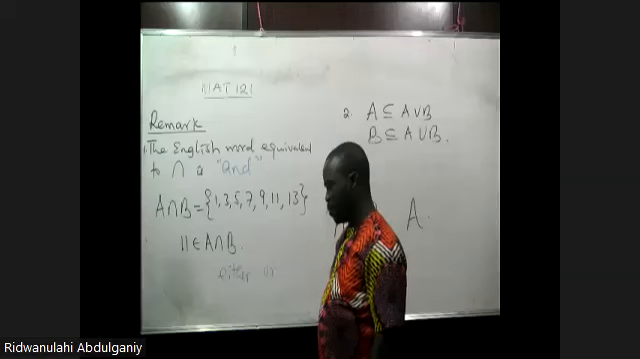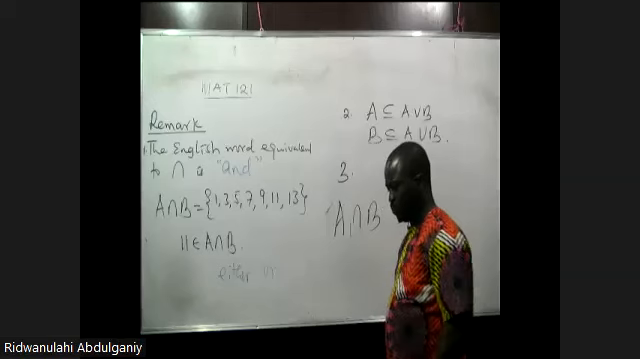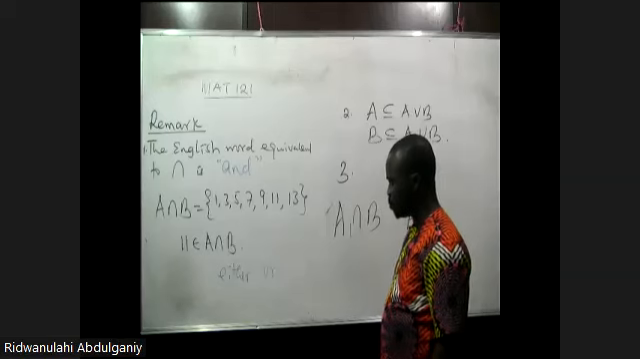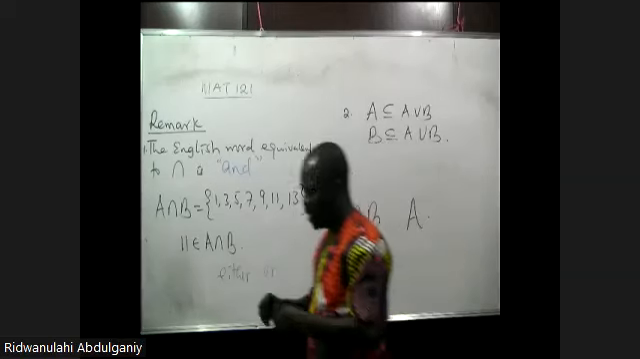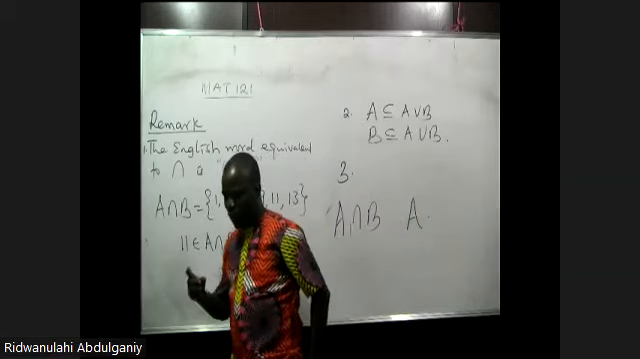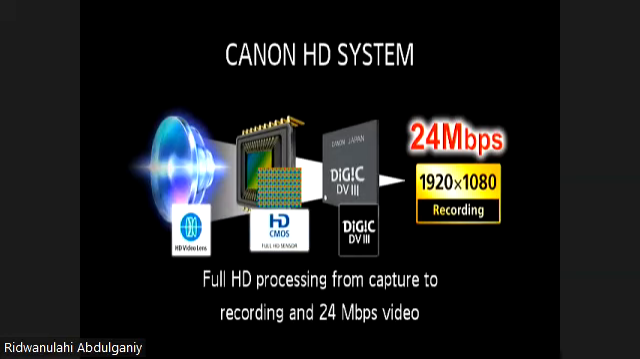Yeah, A is larger, is a superset of A intersection B. Reason: because A contains more elements than A intersection B. Okay, so you're saying that all elements in A intersection B are in A, but there's at least one element in A that will not be in A intersection B. You are 100% correct.